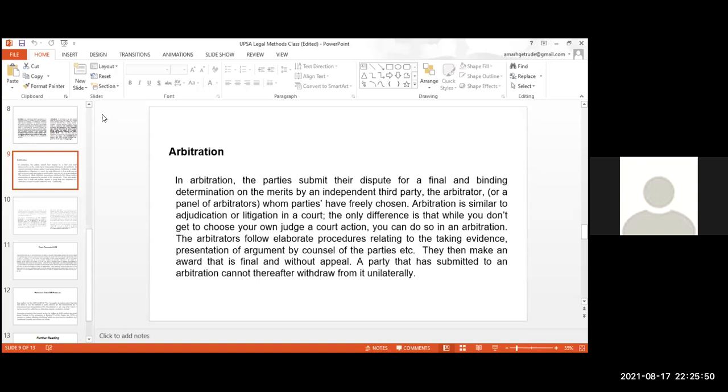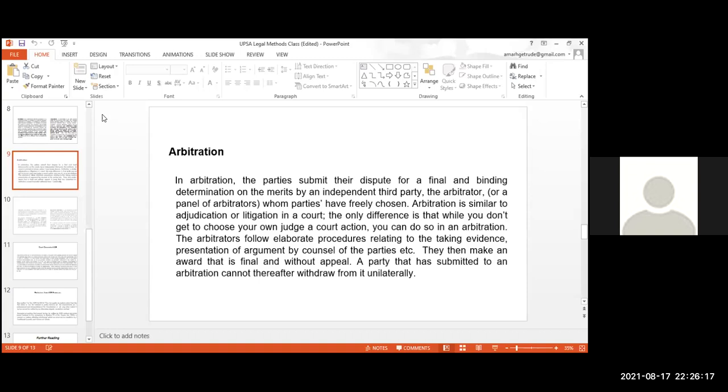So we need to know that the meaning of an arbitral award being final and binding is that you cannot appeal it on the merits. Rather, what you can do is to apply to have it set aside. Now, the grounds for setting aside an award, you can find them in the Arbitration Act, Act 798.